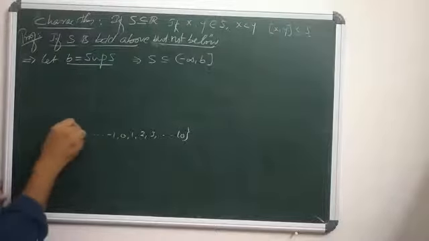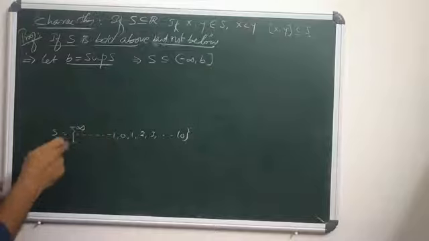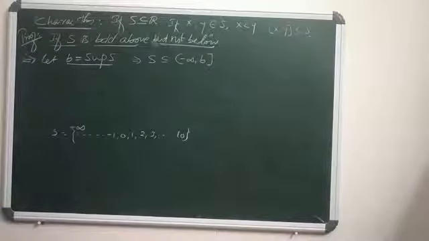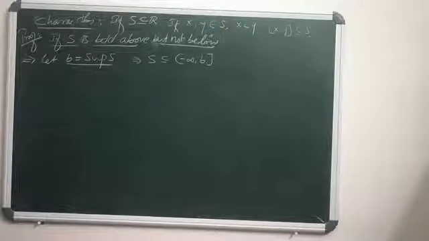Because it is from where to where? It is from minus infinity to that one, which has no lower bound. Surely S is a subset of where? S is a subset of the interval (-∞, B]. Clear? When B is the supremum, S is a subset of (-∞, B].